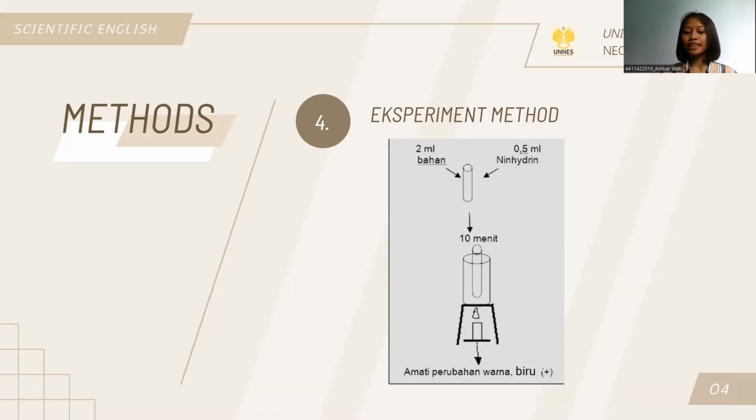The first step was to put 2 milliliters of material and 0.5 milliliters of ninhydrin reagent into the reaction test tube. And then put it in a water bath for 10 minutes. And finally, watch the color change in the solution. Is it blue, yellow, or purple?